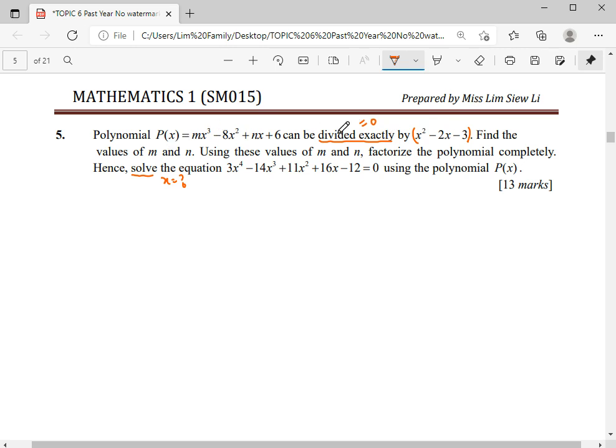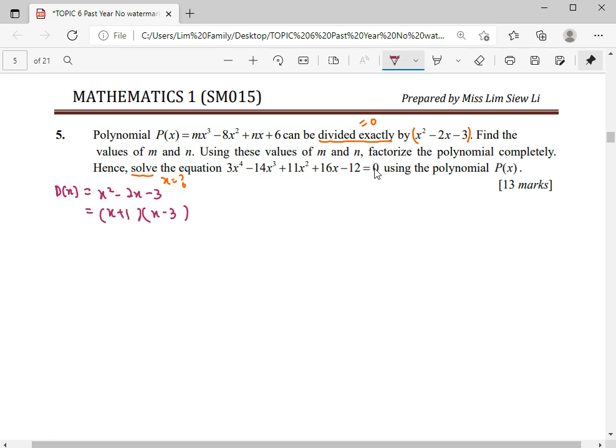When they say divide exactly by this, our divisor here is x squared minus 2x minus 3. We factorize it because I want to find out what our x value is. Factorized, this will be (x + 1)(x - 3). So we can use the factor theorem, because we don't have any remainder. If we have a remainder, it will be the remainder theorem. But they said it can divide exactly, so it is the factor theorem.